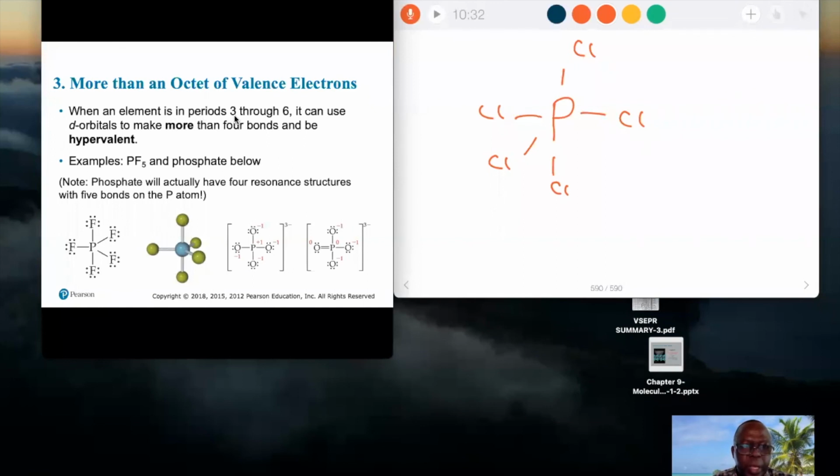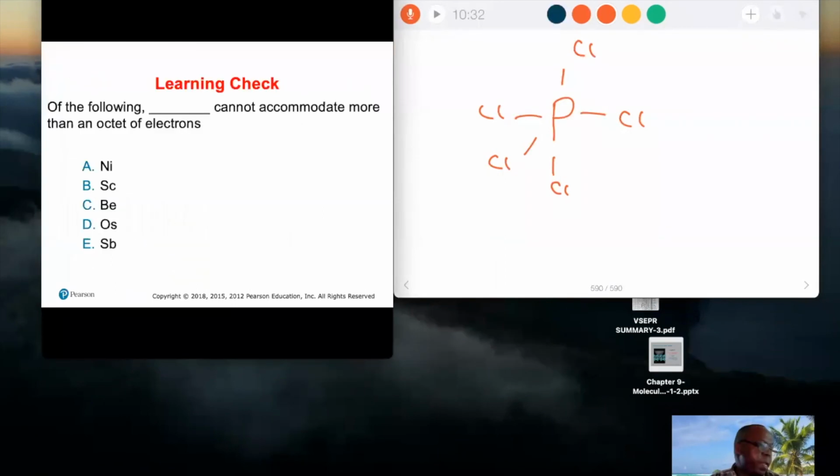So period 3, for any element on row 3 and below, it has an expanded octet rule. They are said to be hypervalent. And you can always add even more electrons, like fluorine to form fluoride on the central atom in that case. So for row 3 and below, you can have more than that.